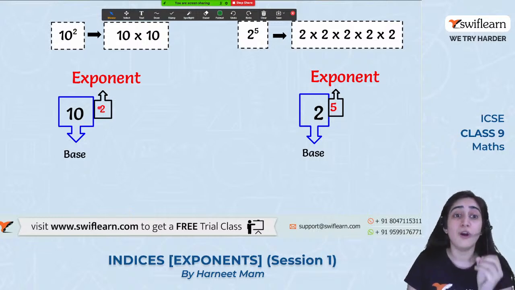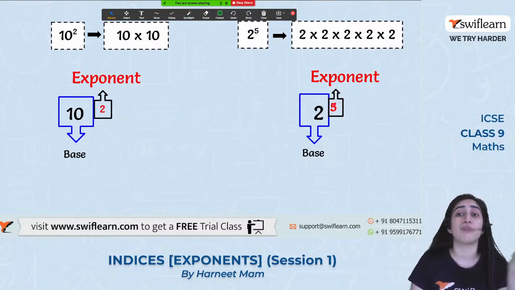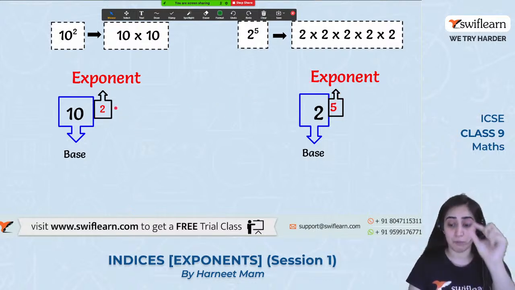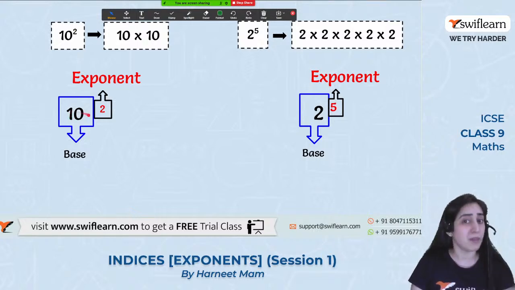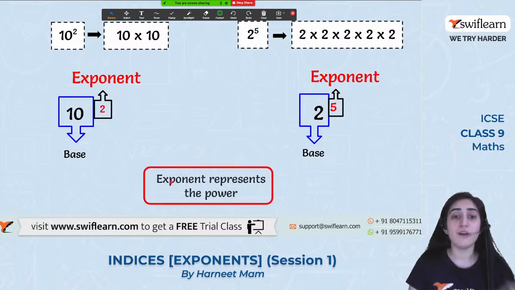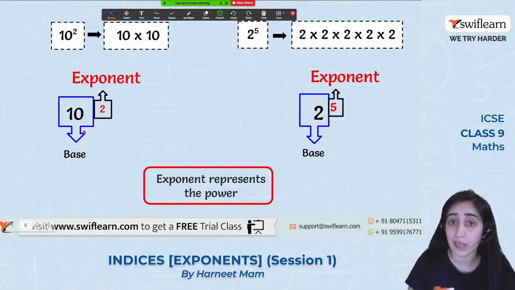बेस स्ट्रांग हो, और ऊपर जो होता है उसको बोलते हैं एक्सपोनेंट्स, और जिसकी वजह से हम उसको बोलते हैं 10 raised to the power of 2, 2 raised to the power of 5, where the thing that's written on the top becomes the exponent and the thing at the bottom becomes the base. Simple as that. So exponent represents the power. So by saying 10 raised to the power of 2, 10 is the base, whereas 2 is the exponent.